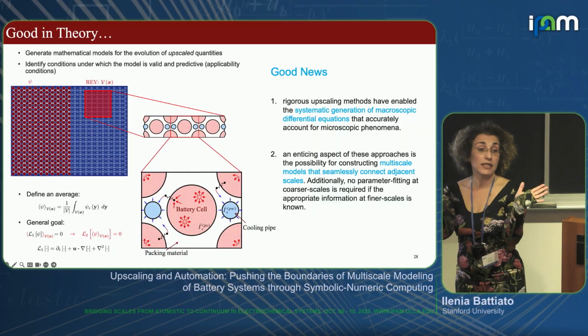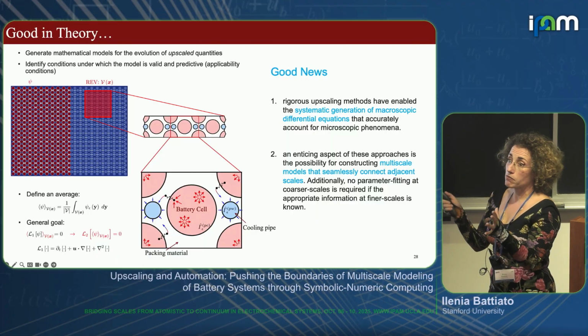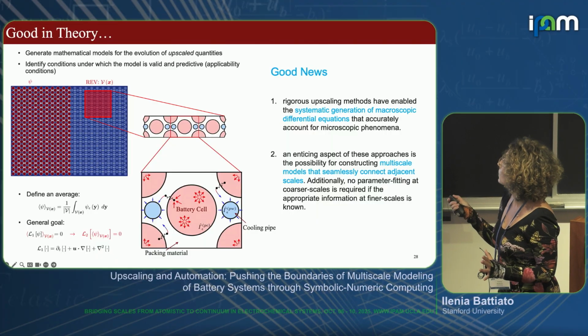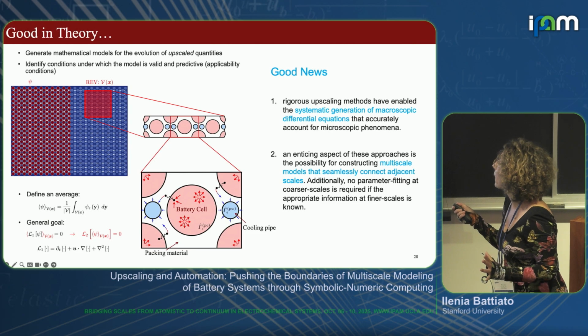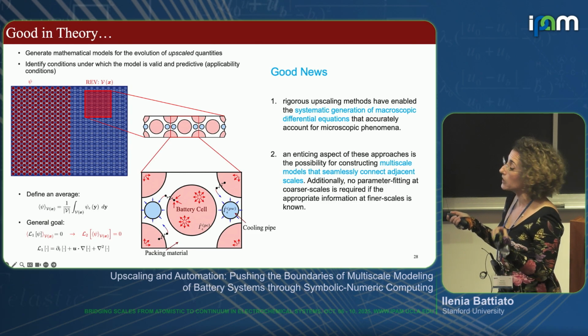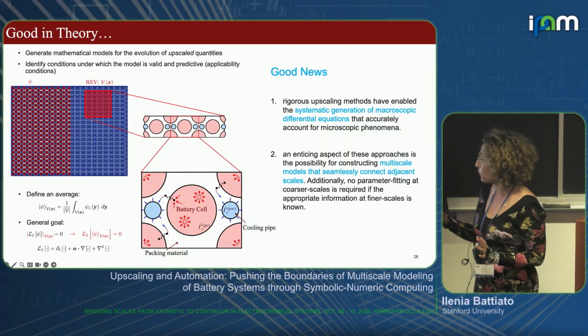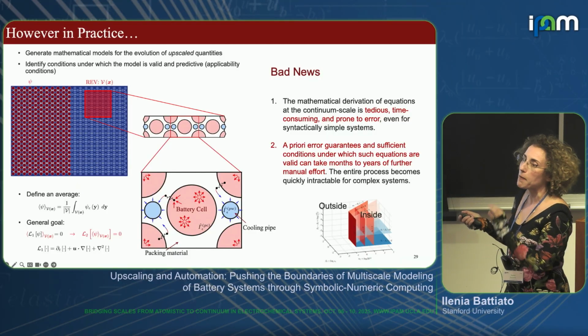Well, yes, we have the theory. We know that we have those upscaling theories. They allow us theoretically to do everything we want. We can derive the macroscopic equations. We can integrate topological information in the parameters, and we know how to do it rigorously. So in theory, it's all beautiful. But in practice, it's a mess.